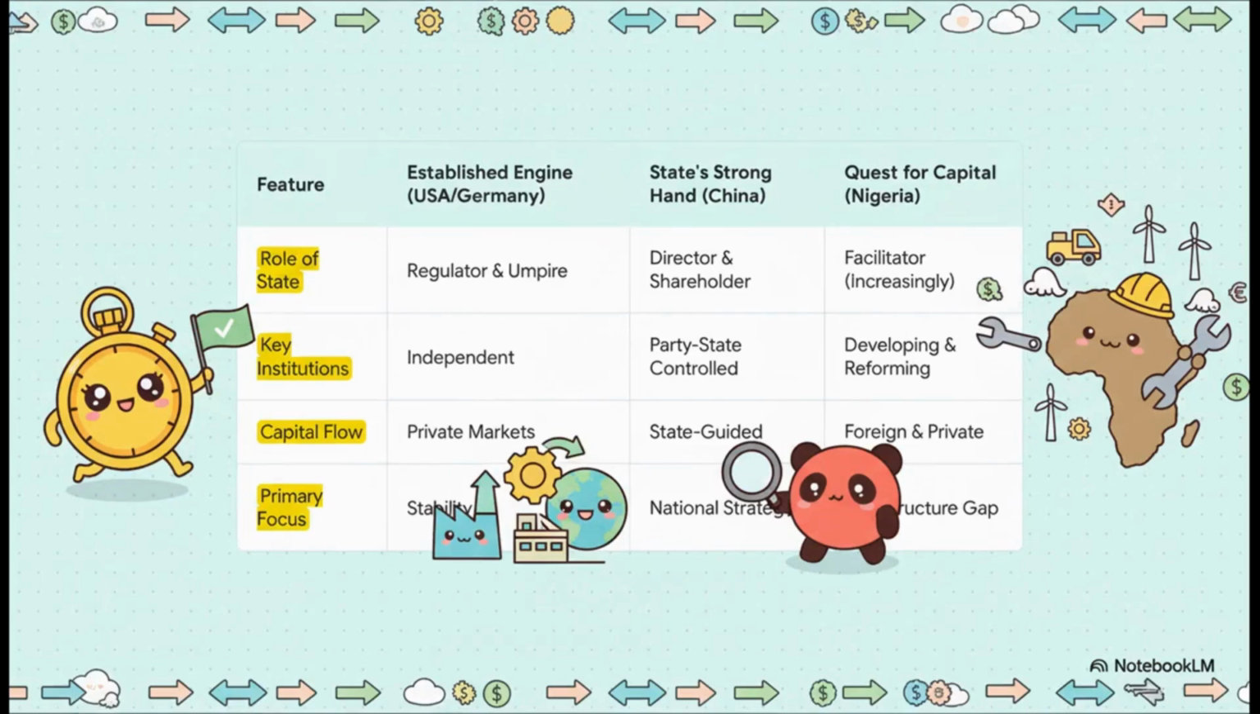You've got the West, where the state's role is like a referee for private markets. Then you have China, where the state is both a director and a key shareholder. And then you have nations like Nigeria, where the state is increasingly a facilitator, trying to attract the capital needed to build everything from the ground up. Each blueprint has a completely different primary focus.